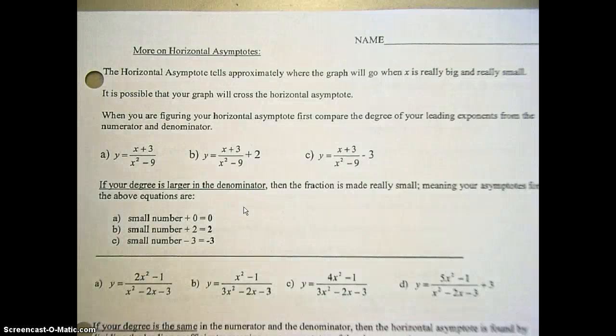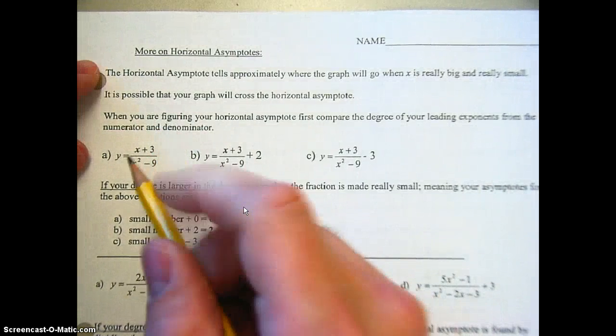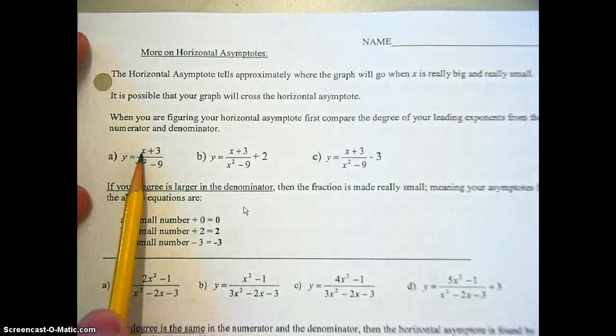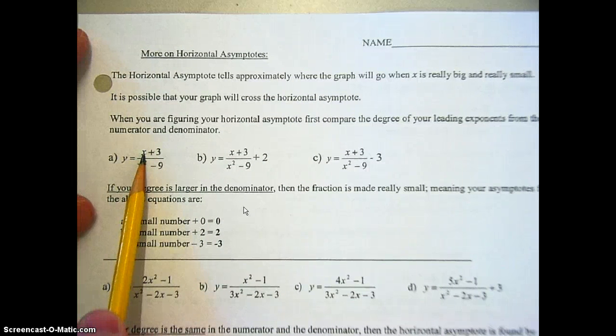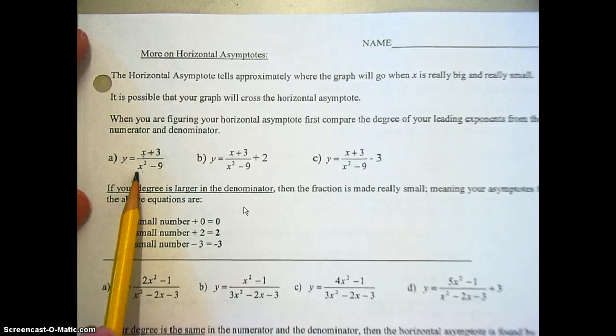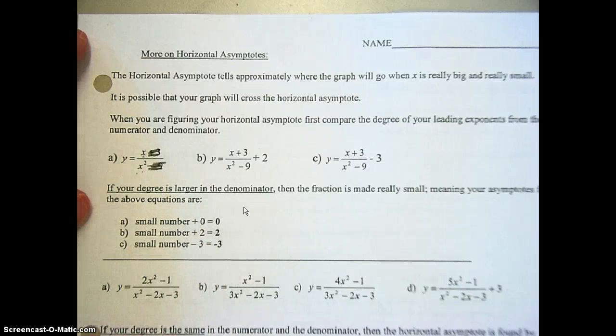Okay. Hey, if your degree is larger in the denominator than it is in the numerator, please remember that the contribution here, we talked about this a bit yesterday, but when you're dealing with an extremely big number for x, say like 1,000,000, we'd have 1,000,000 over 1,000,000,000,000. So this plus 3 is going to be insignificant. Okay? And as is the minus 9.